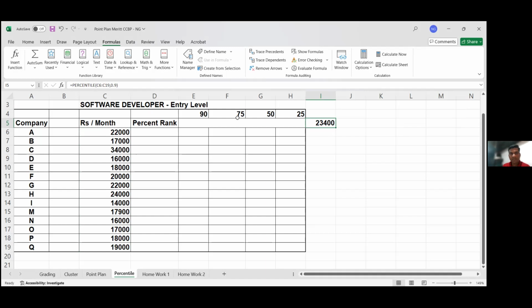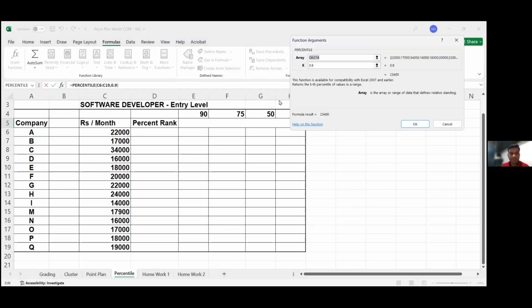Likewise, for example, if I want to know the 75th percentile, what will I do? I will change that number from 0.9 to 0.75. And the 50th will be 0.5, and 0.25. There's also something called percent rank. Percent rank will give you, if you divide everything into 0 to 1, what is the highest and what is the lowest. So you can also do that.